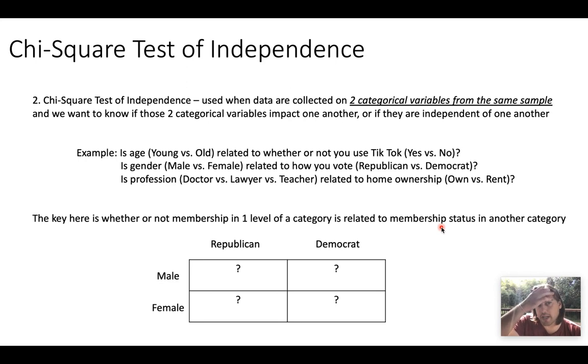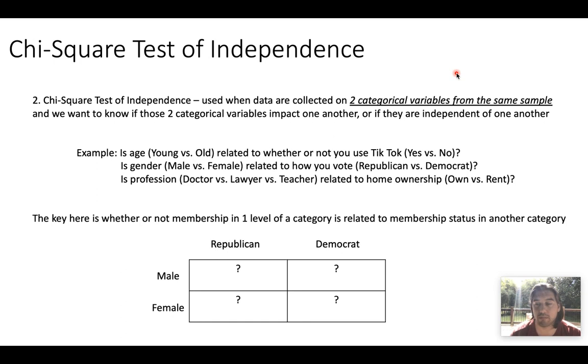The chi-square test of independence is used when we collect data on two categorical variables from the same sample. And we want to ask the question, do those two categorical variables impact one another, or are those variables independent of one another? That's a lot of words, difficult to sort of ascertain what that means. So let's look at some examples.